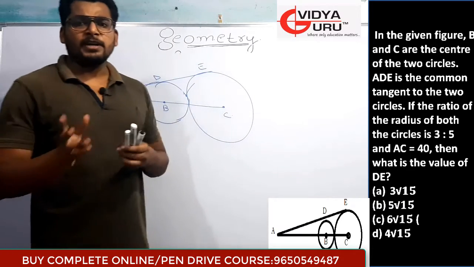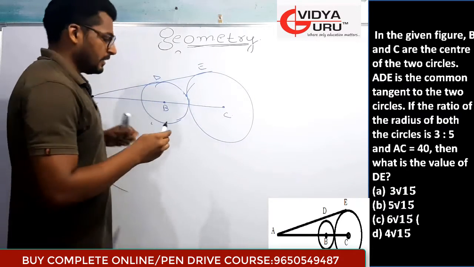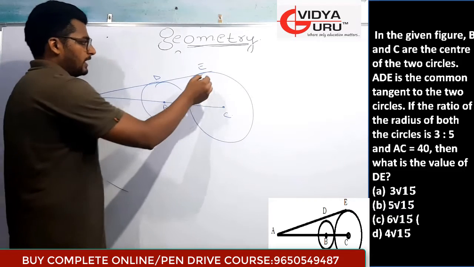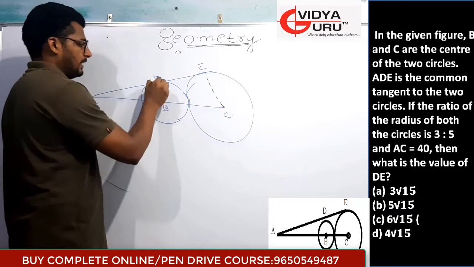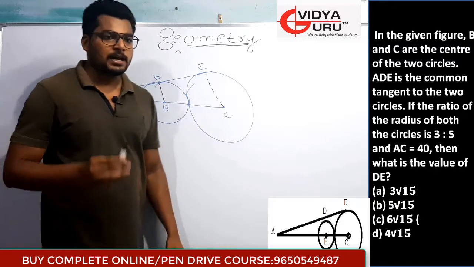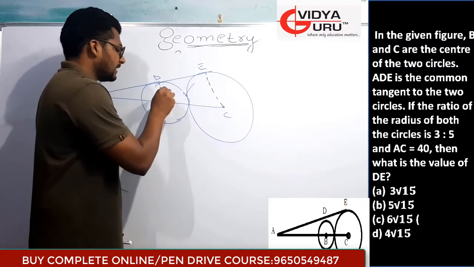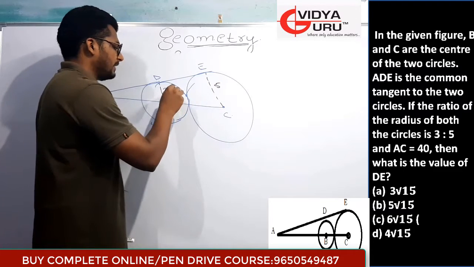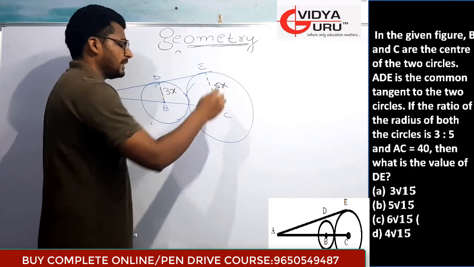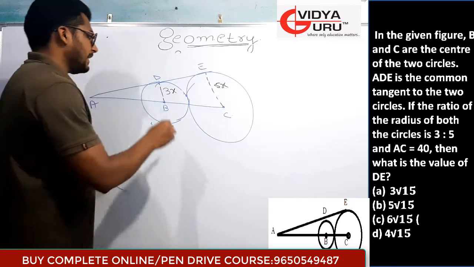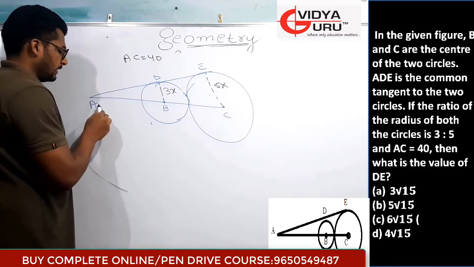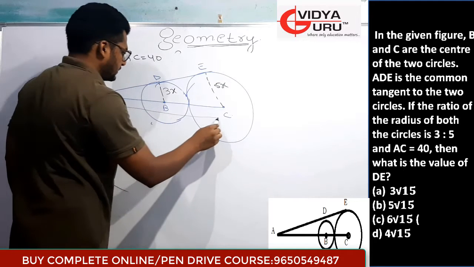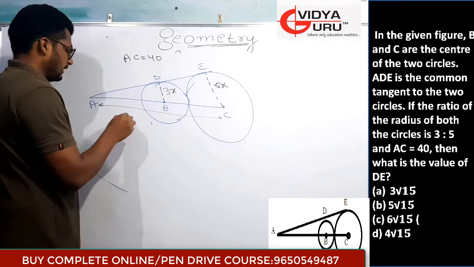The question is saying the ratio of the radii of two circles is 3:5. Ratio is given of the two radii. This is the radius. This is the radius. From the center, this is the radius. Ratio is given. This is 3. This is 5. I will assume x with them because it is the ratio. And AC is given 40.